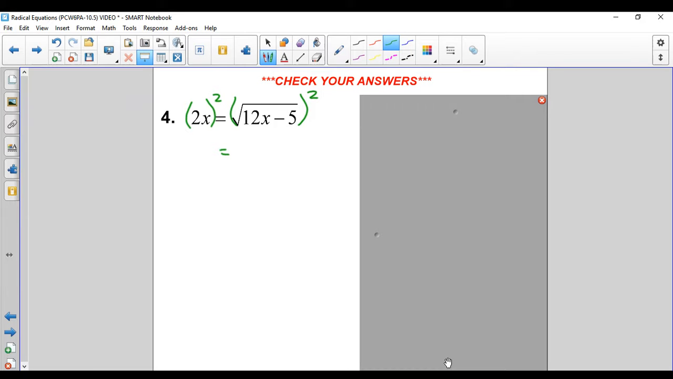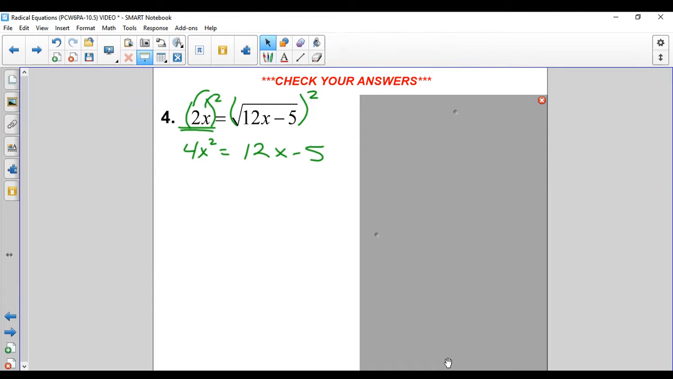The side with the radical, in this case the right side, is the easy side. Whatever's inside the radical just pops out. Watch yourself on this left side here. When you square 2x, you square the 2, you square the x. So it's 4x squared. Now, I have an x squared. It's not going to go away.